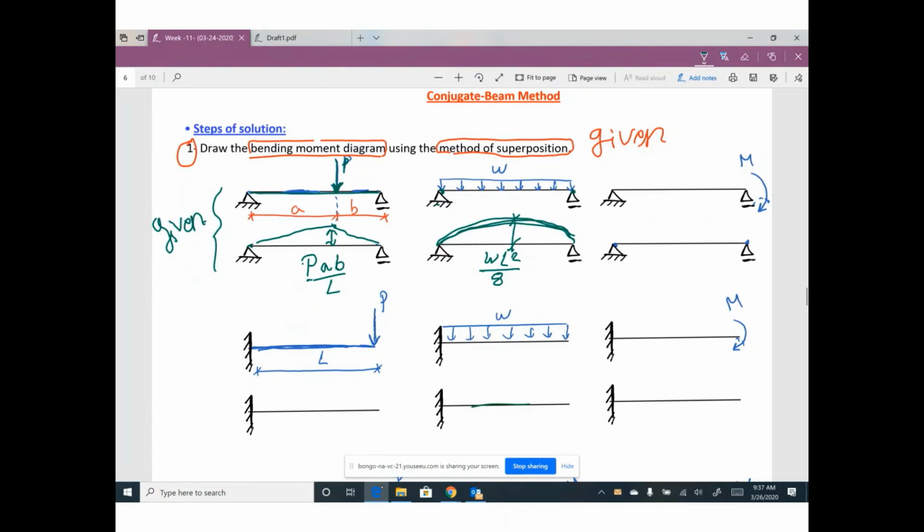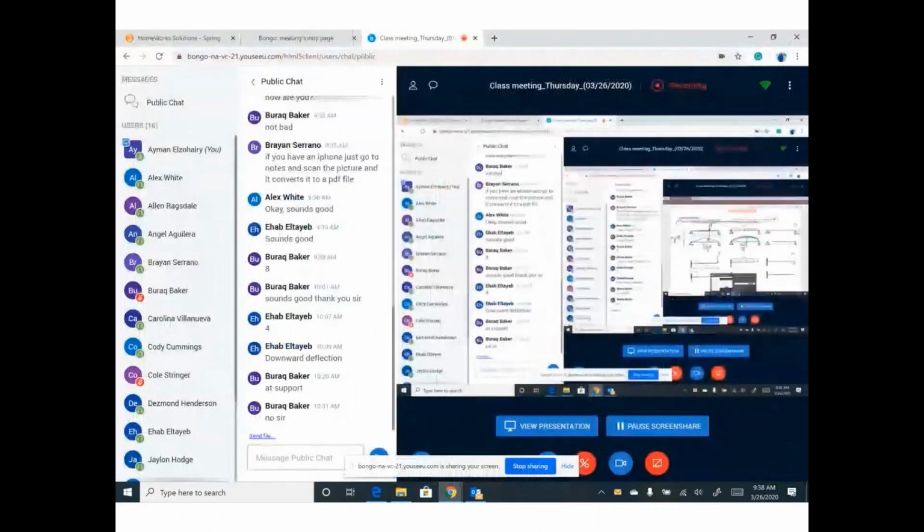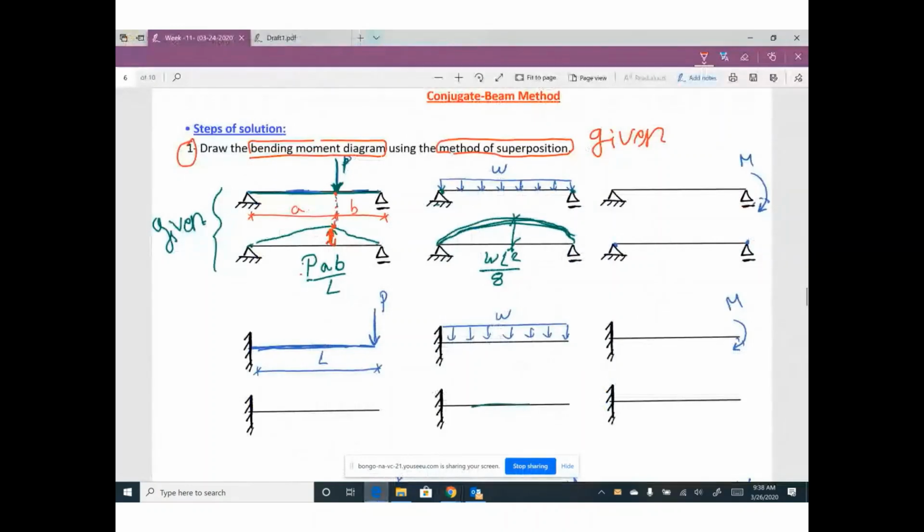If you have a concentrated load at any location, your moment will be a triangle. And remember, the vertex of this triangle is underneath the location of your load. And the value of this moment will be P A B divided by L. If you have this uniform distributed load, your moment will be a parabola. Your value here will be W L squared over 8.